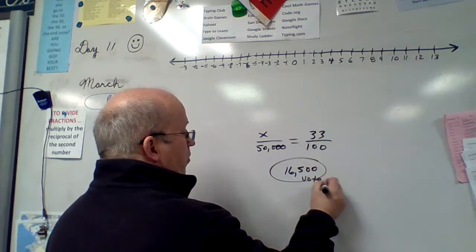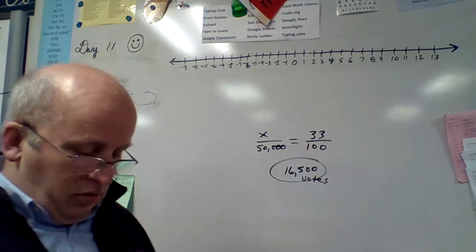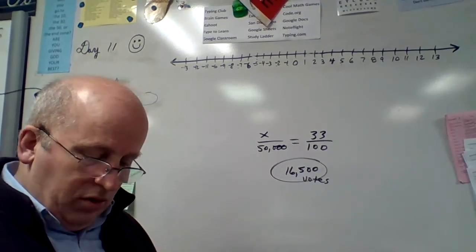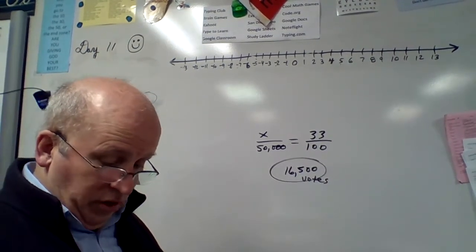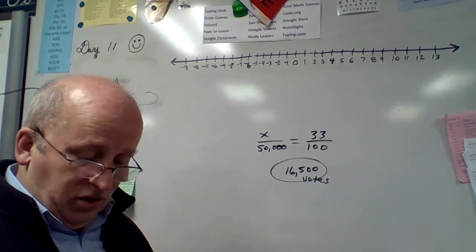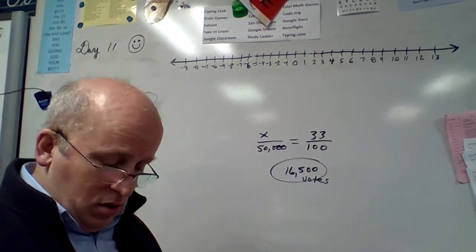And when I do that, Mulrooney is going to end up with 16,500 votes. And that's the way you're going to do 7 and 8, but you've got to use the statistics for Jones in number 7 and the statistics for Alvarez in number 8. Okay.